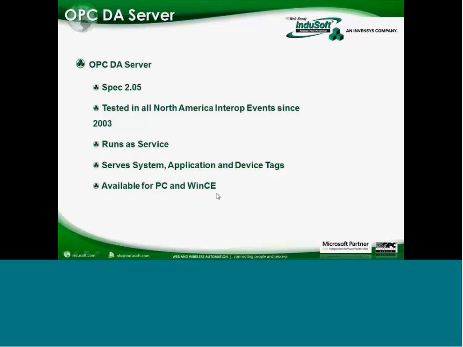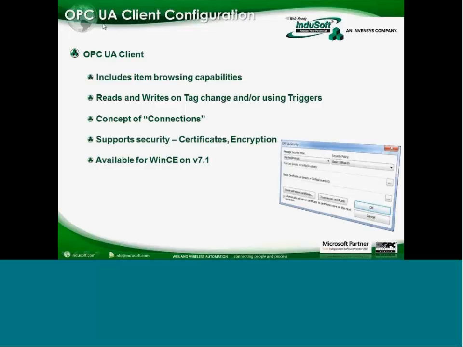So let's now talk a little bit about the OPC Client Configuration, which OPC UA will be a majority of the focus of Tom's presentation. What does this give you? This includes item browsing capabilities, which I'll demonstrate here in a minute. It allows us to read and write on tag change and/or using triggers, so that it can be very fast and efficient. And we're going to show you the concept of connections, and we feel that this makes it very easy to use.